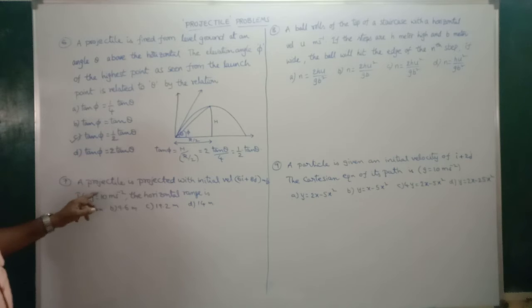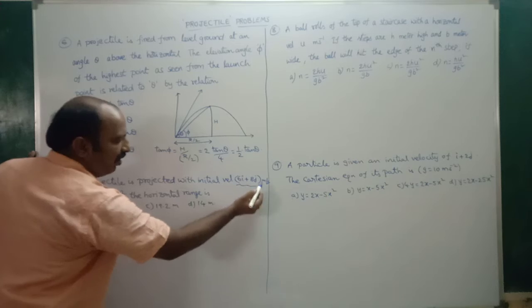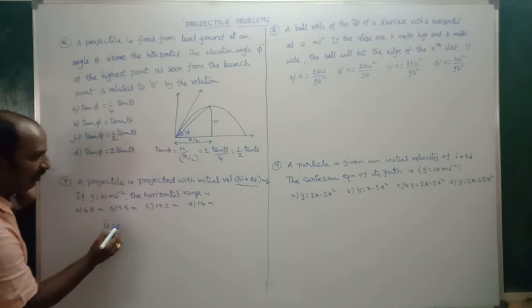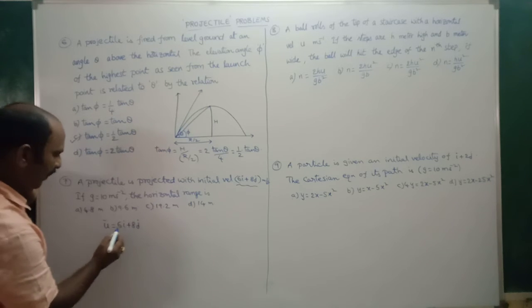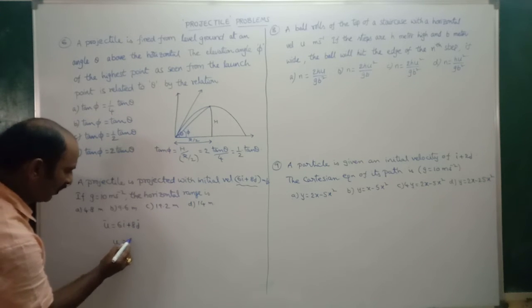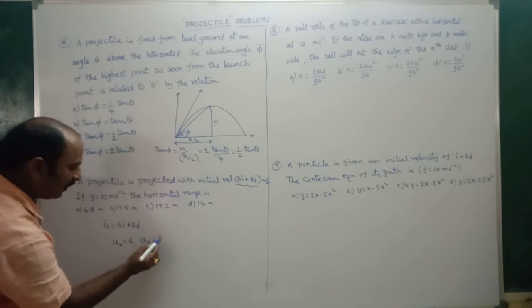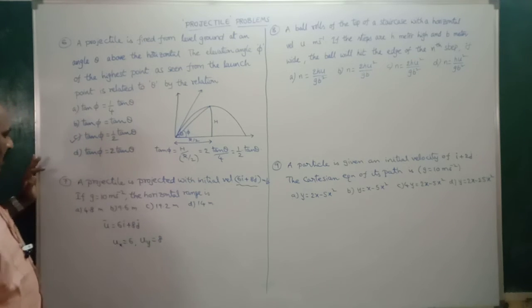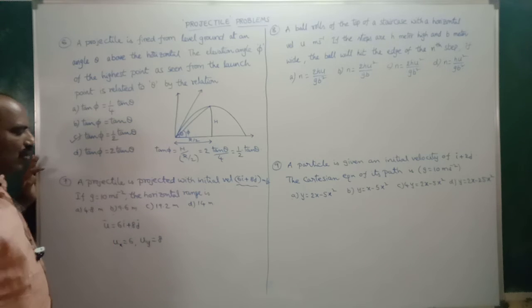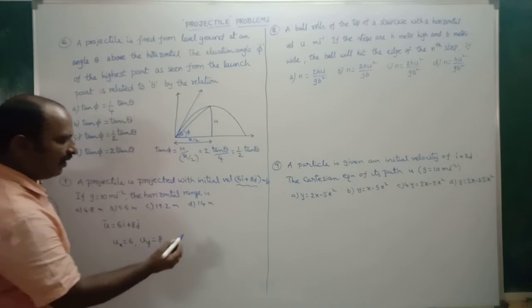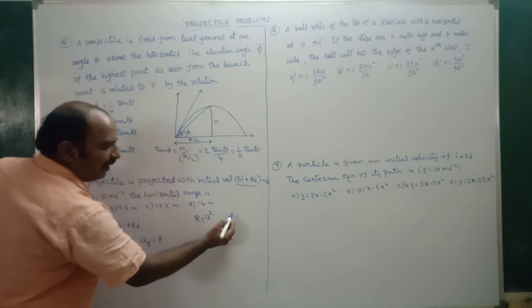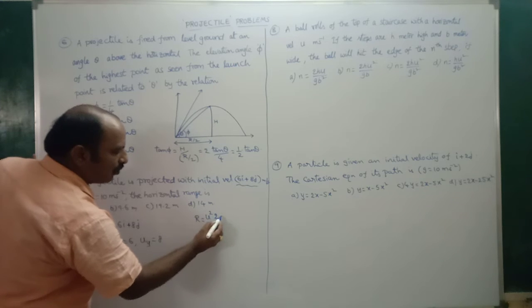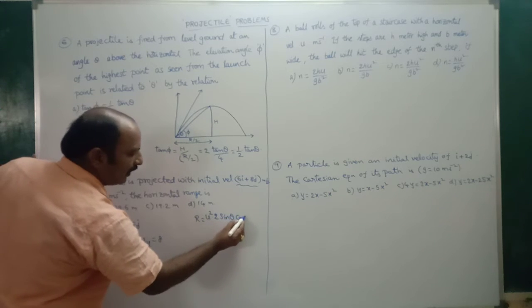Now the seventh one. A projectile is projected with an initial velocity that is given in vector form. What is it? U bar is equal to 6i plus 8j meter per second. Here ux is equal to 6 and uy is equal to 8. These are horizontal and vertical components. If g value is given as 10 meter per second square, then the horizontal range is. Range formula you know very well. R is equal to u square into sin 2 theta by g. Sin 2 theta can be written as 2 sin theta cos theta, so R is u square into 2 sin theta cos theta by g.